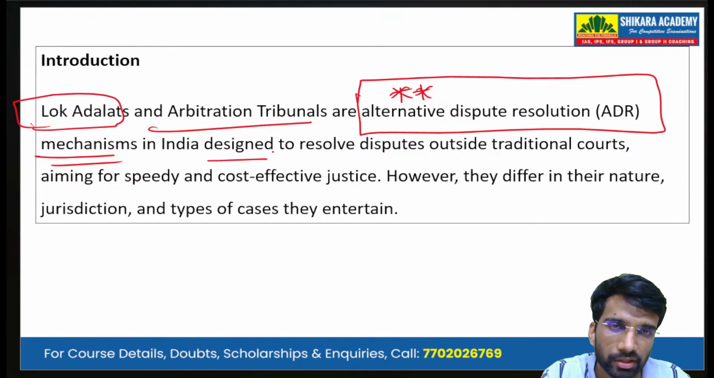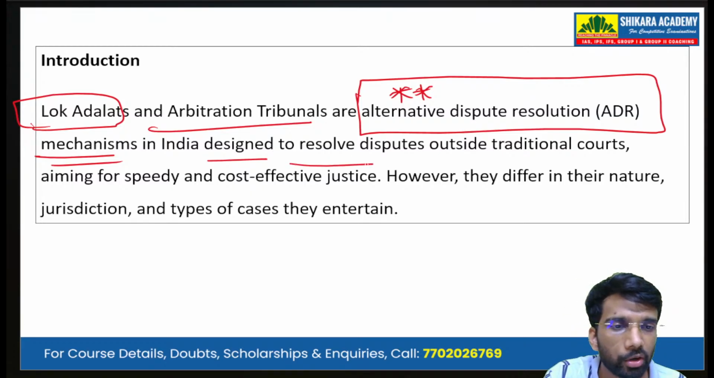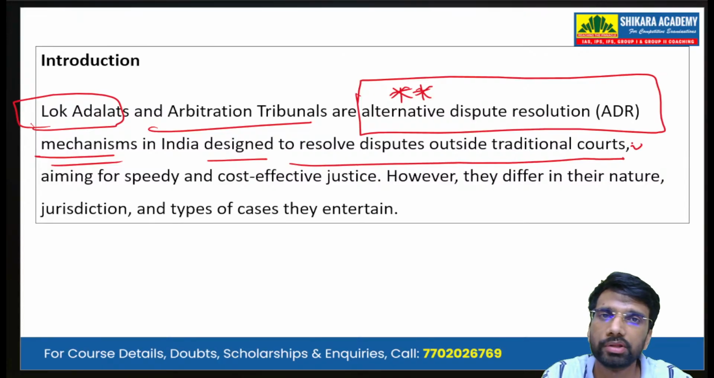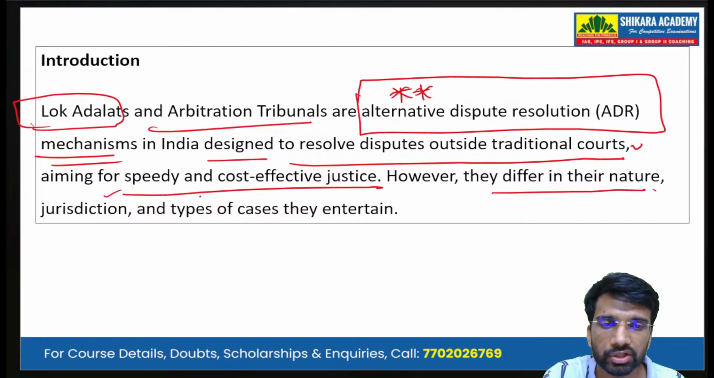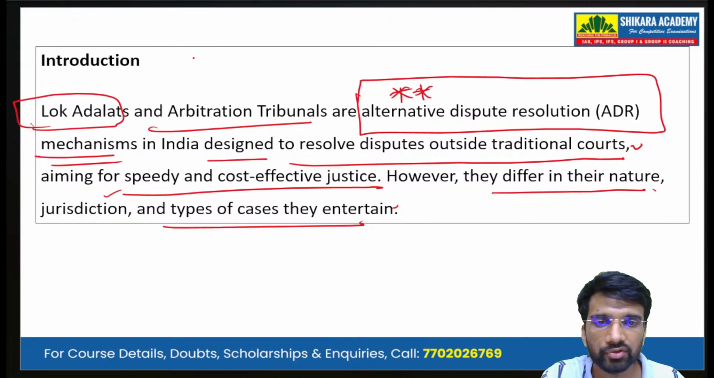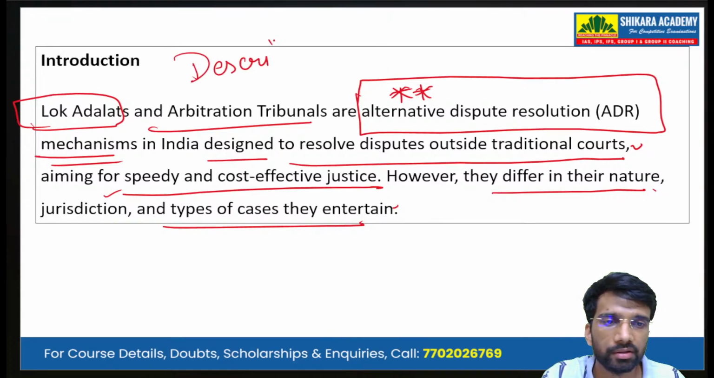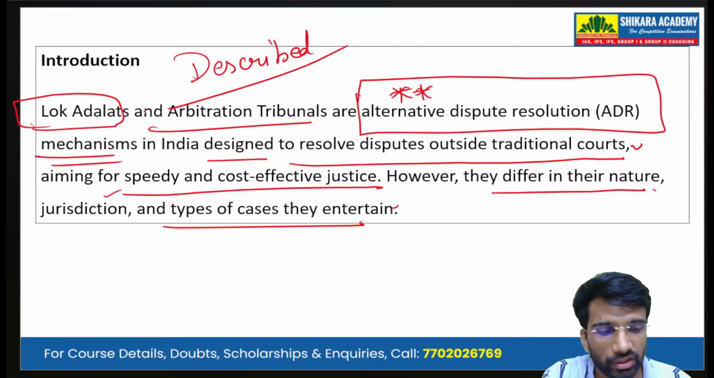And these alternative dispute resolutions, what is their purpose? They are designed to resolve disputes outside the traditional courts. They aim for speedy and cost-effective justice. However, they differ in their nature, jurisdiction, and types of cases they entertain. Here we have just described the alternative dispute resolution mechanisms, that is the Lok Adalats and the arbitration tribunals.